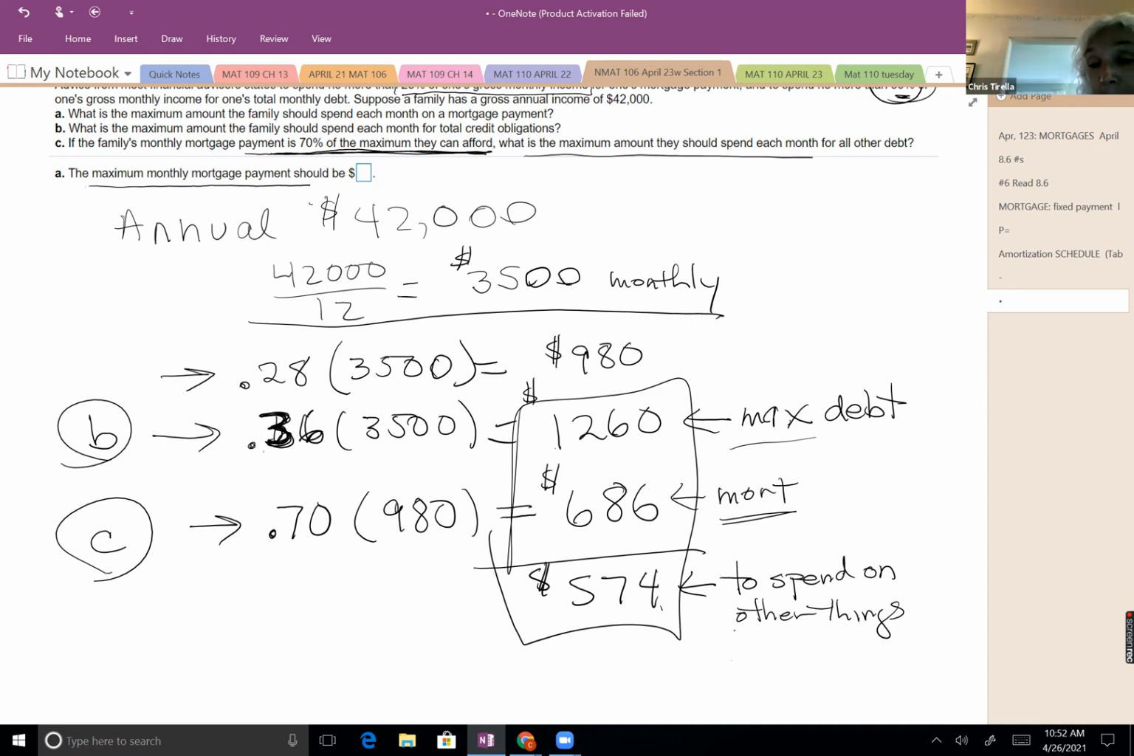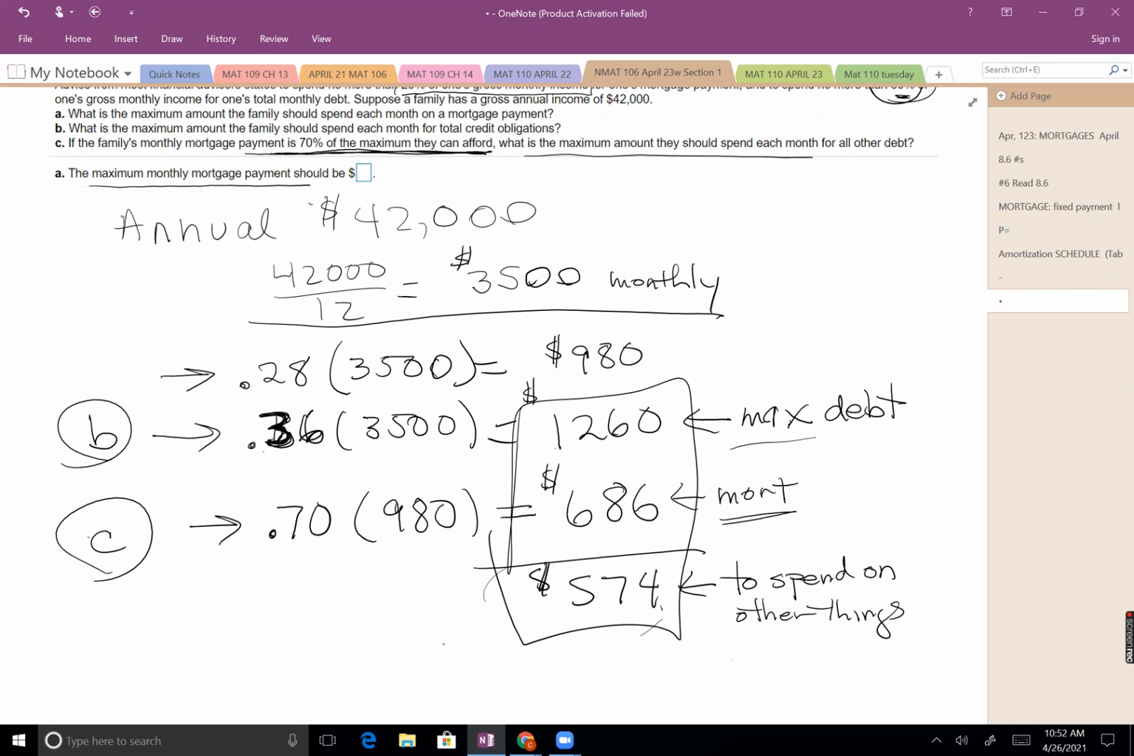Better? So then we just enter the 574. The answer for part A is the 980. The answer for part B is the 1260. And the answer for part C is the 574. I didn't start typing them in because I know the way my lab works, and if I started typing them in, all of those answers would go under the work I just did, which would be kind of messy.